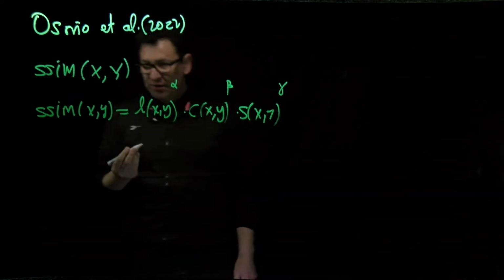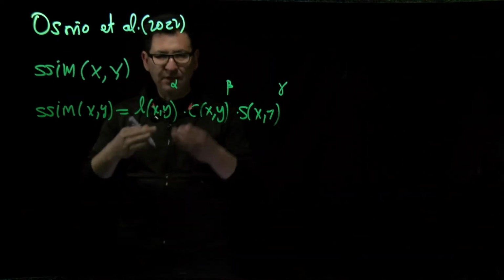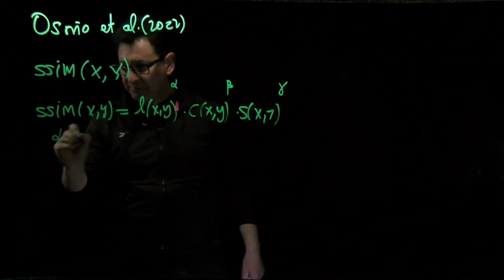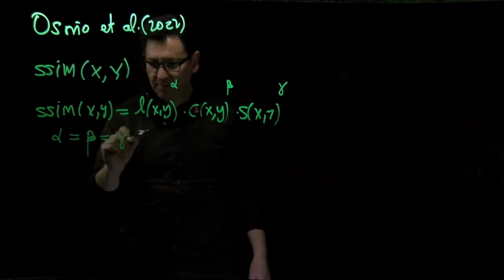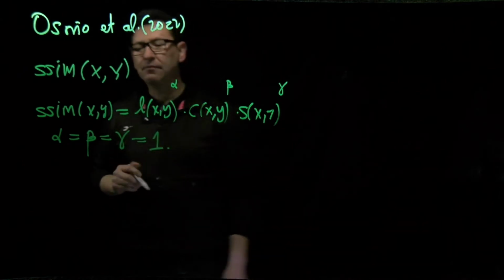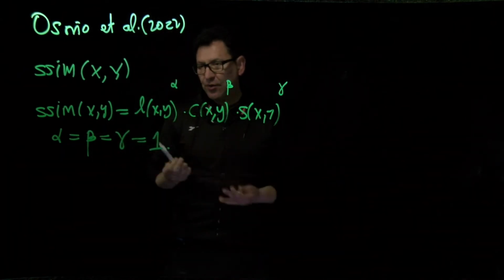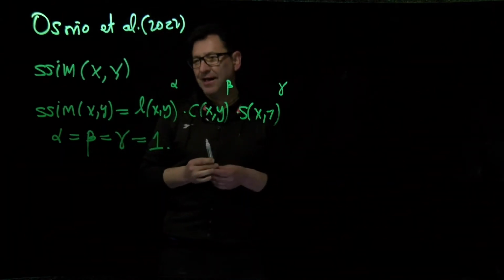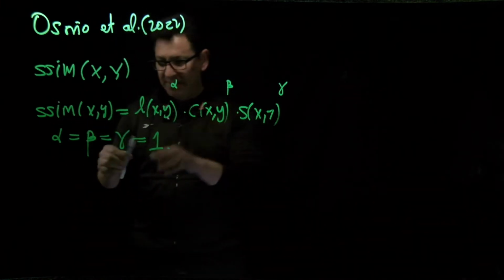Traditionally, this coefficient has been used assuming that alpha is equal to beta is equal to gamma equal to 1. So from 20 years ago, all engineers have been using this coefficient, assuming these assumptions.